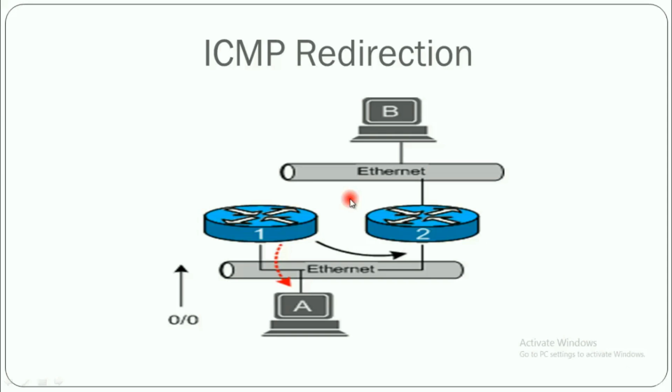So the first one is that the new router must be reachable through a directly connected network. If this router is connected through some other router or some other computer, and it finally reaches back to A, it won't work, because it should be connected directly to computer A.